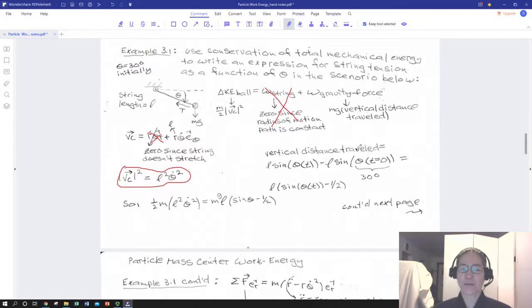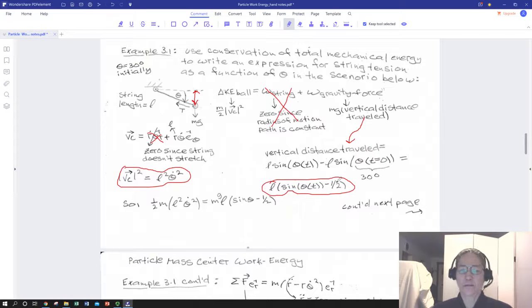We're also going to get an expression for the vertical distance traveled. That's just simply our y position at any time, L sine theta. That's our position at any time. Our initial position is when theta is equal to 30, so the vertical displacement is simply our position whenever minus our starting position. So we end up with, since sine of 30 is 1/2, we can factor out the L, and here's our expression for vertical distance traveled.